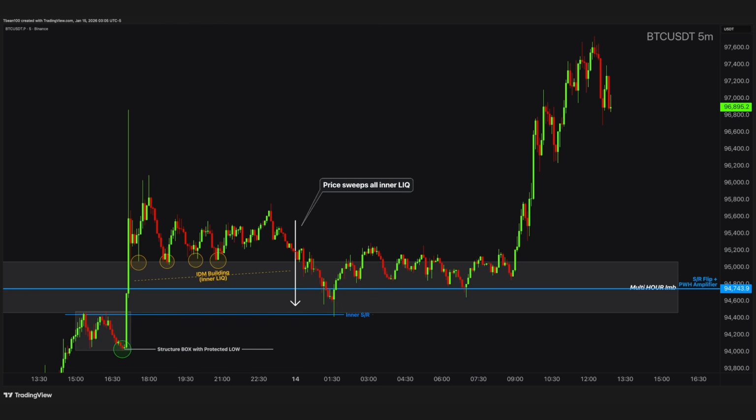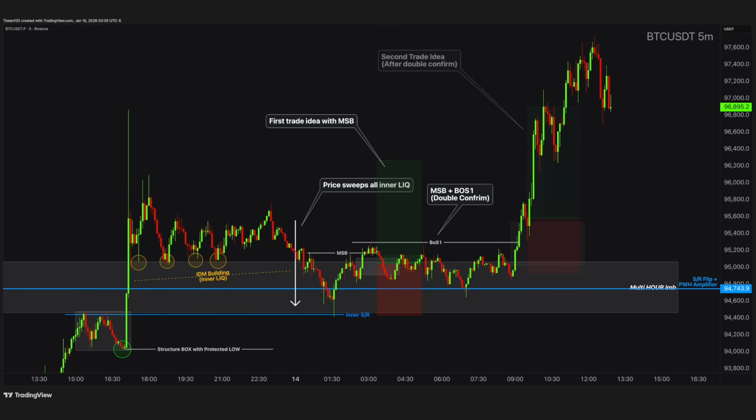Now after this, things get a little bit more interesting. Before entering any kind of trade, it is always good to see a structure shift in your favor and in your trading bias. What happens here is the first market structure shift shows up right here. This gives you the first trade idea along with the internal imbalance. But like I always say, sometimes the first structure shift can be tricky. You might miss it if you are doing something else as well.